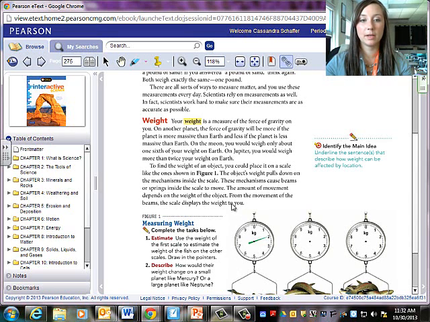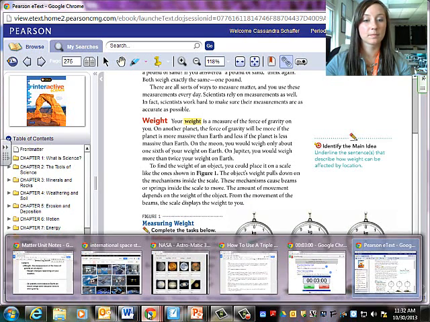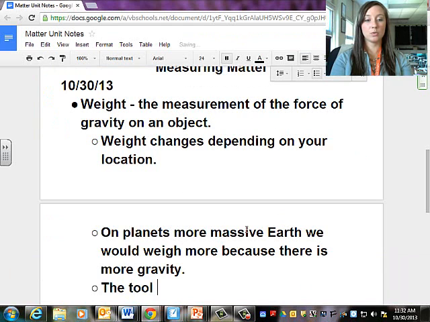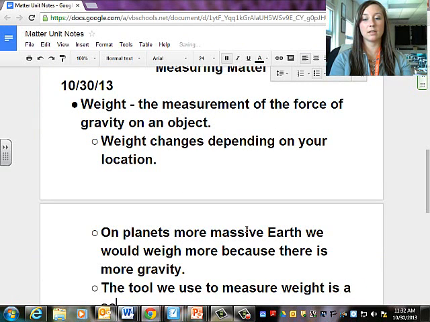In the second paragraph, it talks about how we are going to be able to find the weight of an object and the tool that we use. And it says that the tool that we use is a scale. So we're going to go ahead and add that. The tool we use to measure weight is a scale.